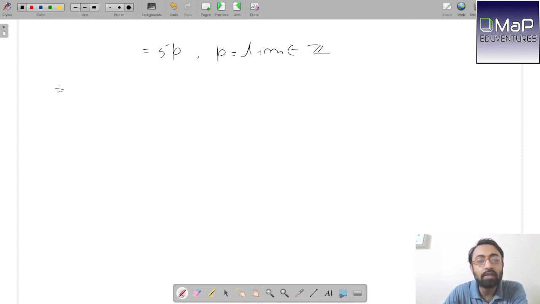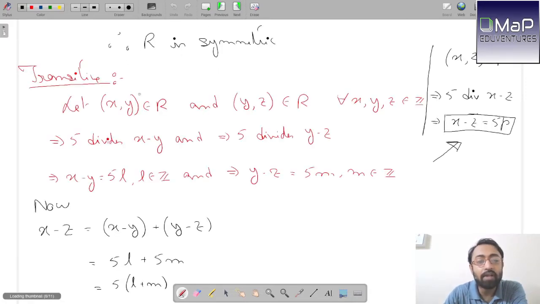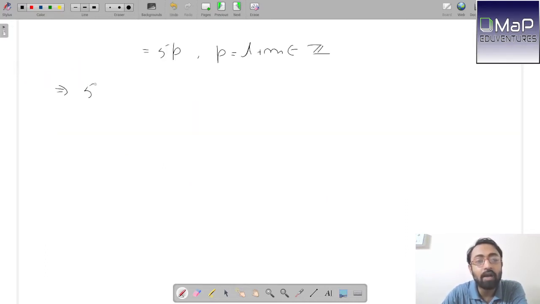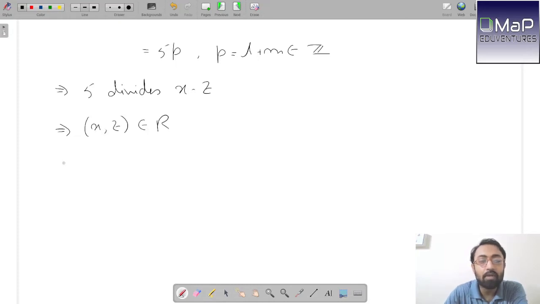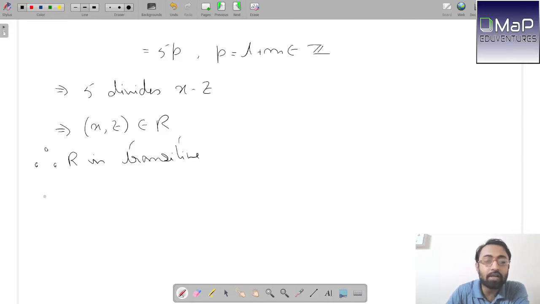So now you can say that this x minus z can be divided by 5, that is, 5 divides x minus z. All right, so 5 divides x minus z, that means (x, z) belongs to R. Therefore R is transitive. Okay, so R is transitive.